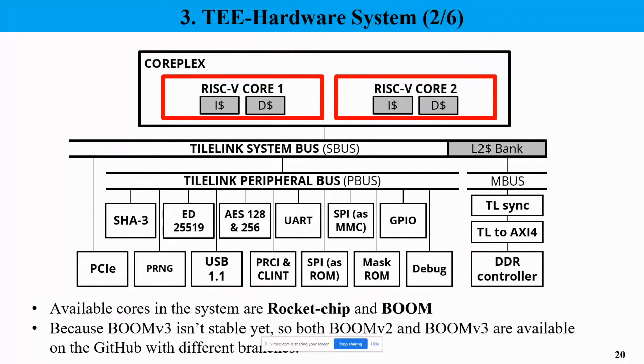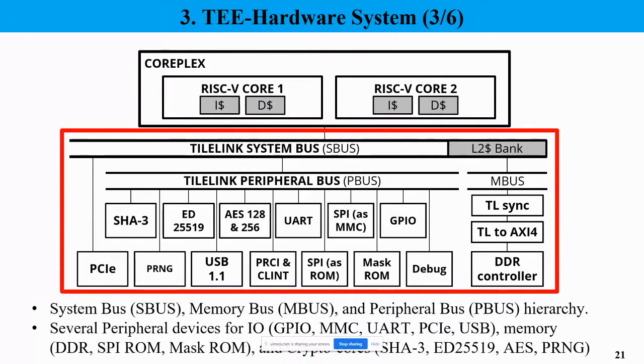These processors can be either the Rocket core or the BOOM core. Right now, BOOM version 2 is implemented in the master branch of the repository. BOOM version 3 is not used due to its instability problems, but the same implementation exists for version 3 in different branches of the repository. The coreplex contains several implementations of the TileLink bus to act as system, peripheral, and memory buses.